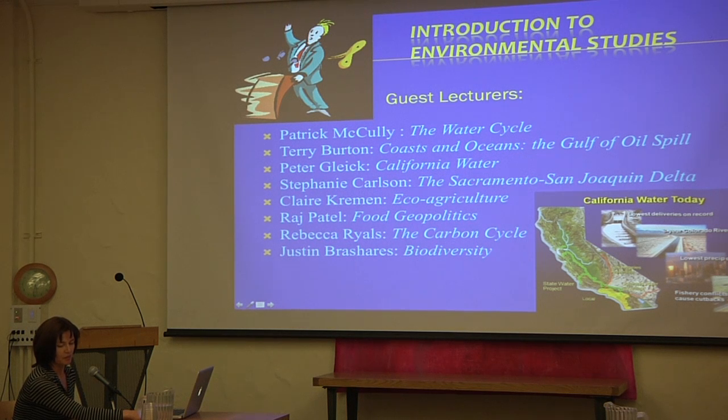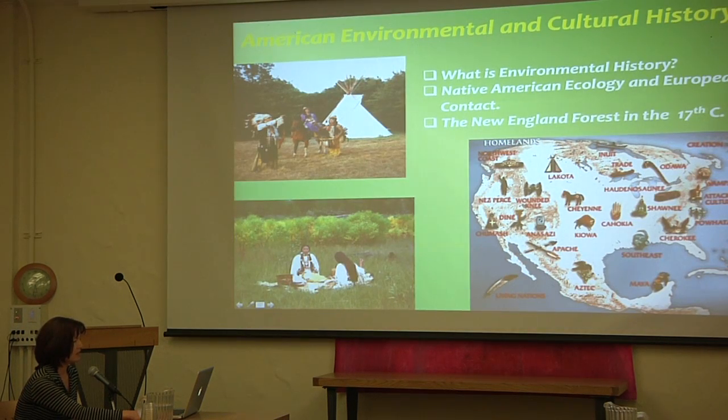Many topics were presented by guest lecturers, and writing assignments included a personal environmental history, literature analysis, and weekly journal reflections. The second course, American Environmental Cultural History, presents the history of the American environment and the ways in which American Indians, Europeans, and African Americans have perceived, used, managed, and conserved nature from colonial times to the present.